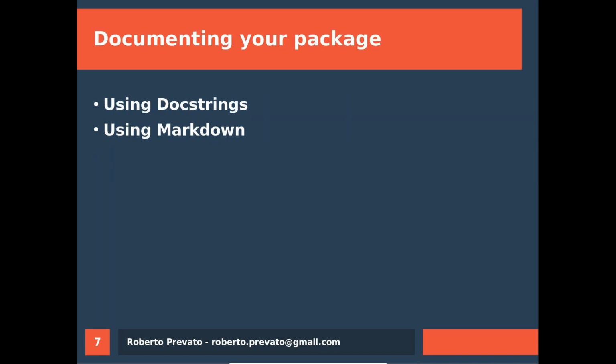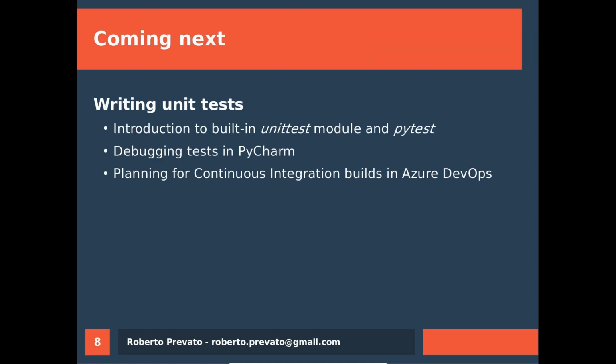I showed how to document your code using docstrings, and I showed how to include a README file in Markdown to document your package. I will go back again on this topic later on when we publish the package in the Python Package Index. In the next tutorial, I will speak about unit tests.